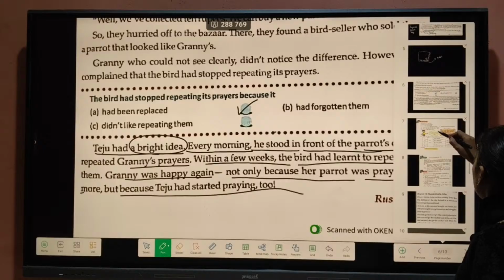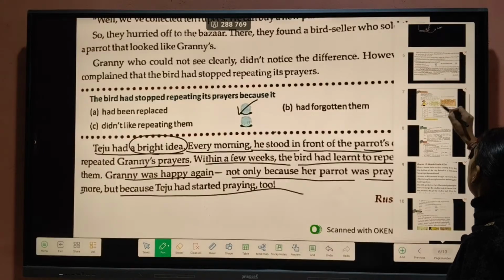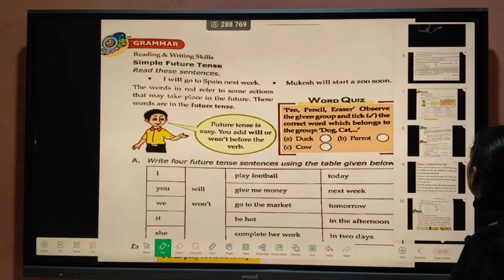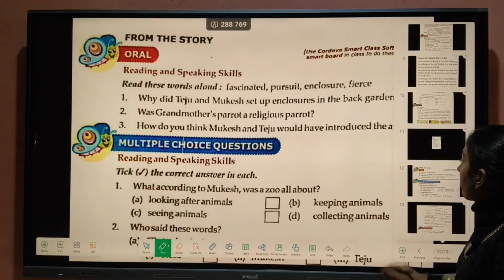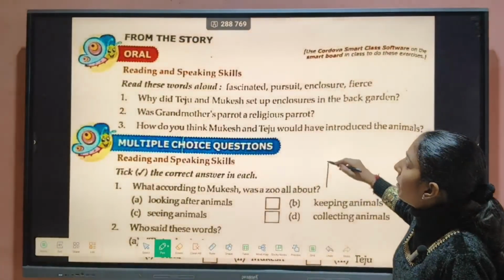Okay. Now let us move to the exercise part. Here, beta.